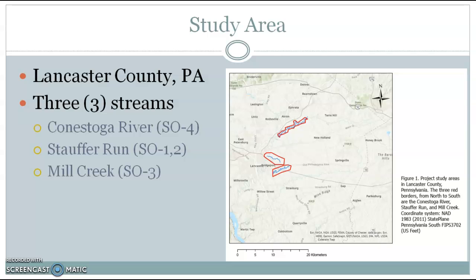A stream order of 1 indicates a headwater arising from perhaps a spring, as does Stauffer Run in my project, and the Conestoga River, for example, is a major river of nearly 30 meters across in places, which is a stream order of 4.